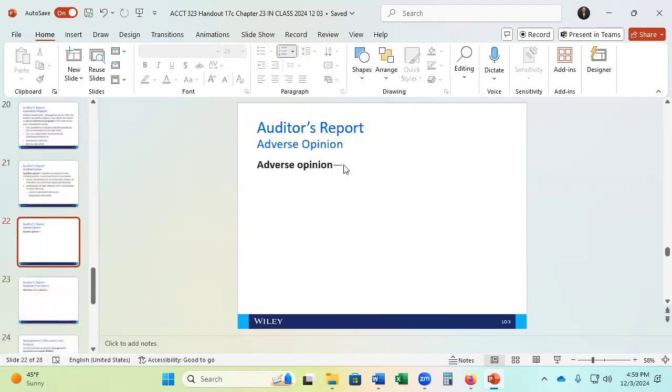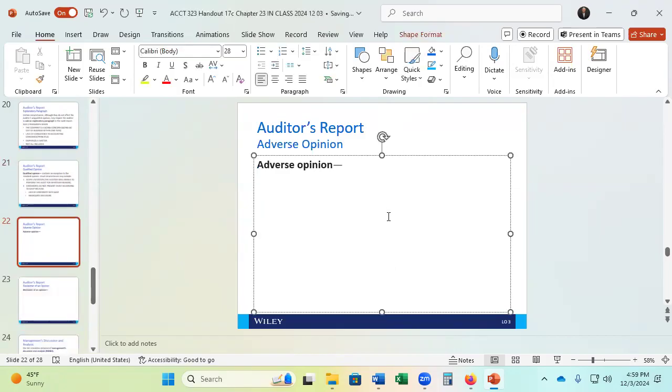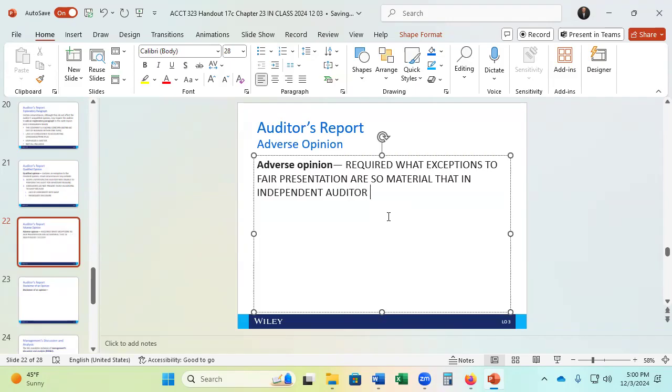Number four, adverse opinion. Required when exceptions to fair presentation are so material that, in an independent auditor's judgment, the statements are not in accordance with GAAP. Man, they use a lot of words.